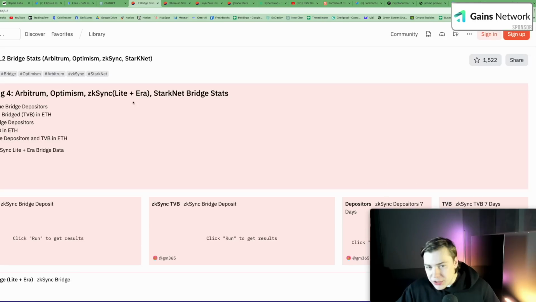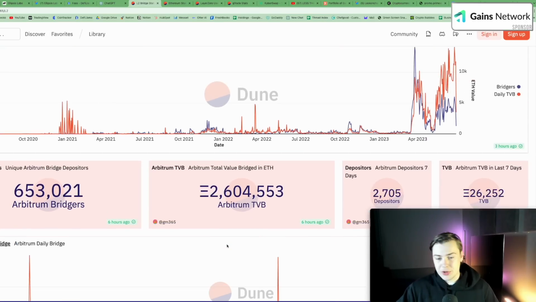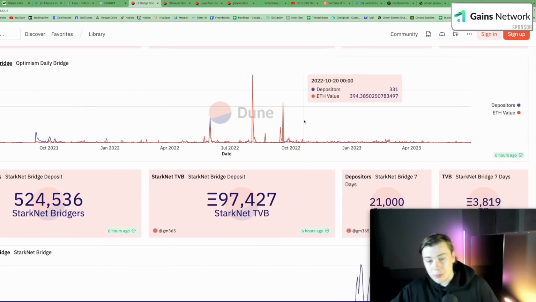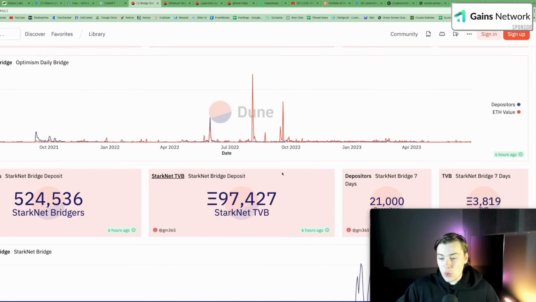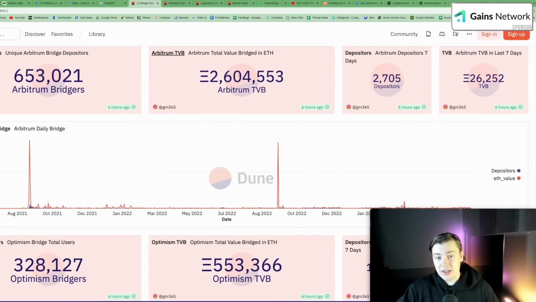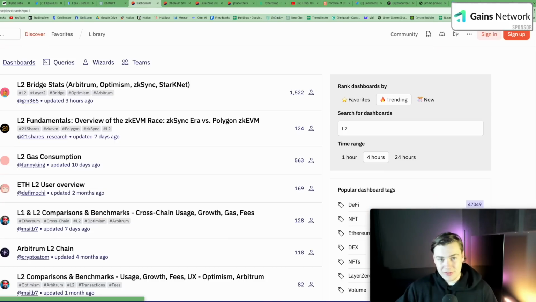Okay, we can look at bridge stats for L2s here. We can actually see ZK Sync has had an uptick in bridges. Why is that? Well, is that because they have an airdrop? Probably. And there's lots of alpha you can extract through this. Starknet, how is that tracking in comparison to ZK Sync? Arbitrum, Optimism, there's lots you can do. And that's just giving you an example on the fly. But there is a multitude of dashboards for different topics.